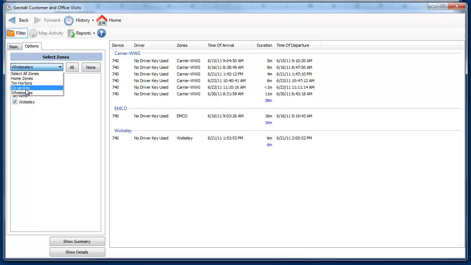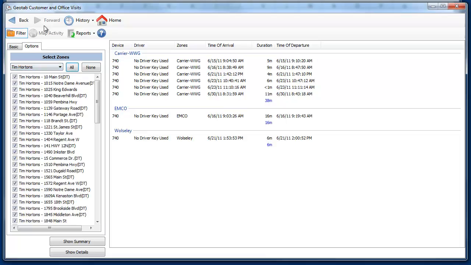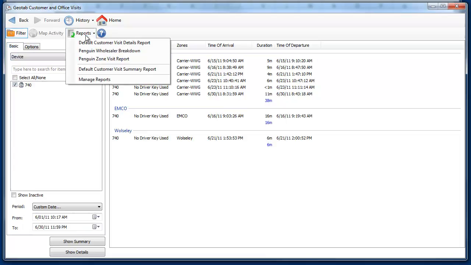All you have to do again is just subcategorize this, and there's really nothing stopping you from doing that for co-ops. I mean, if you really wanted to know which co-op gas stations and how much time are being spent there, or which Tim Hortons, it could be done that way too. It's just that I named it the wholesaler breakdown as opposed to the Penguin Zone report, because it does break it out differently so that it's easier for you to see.